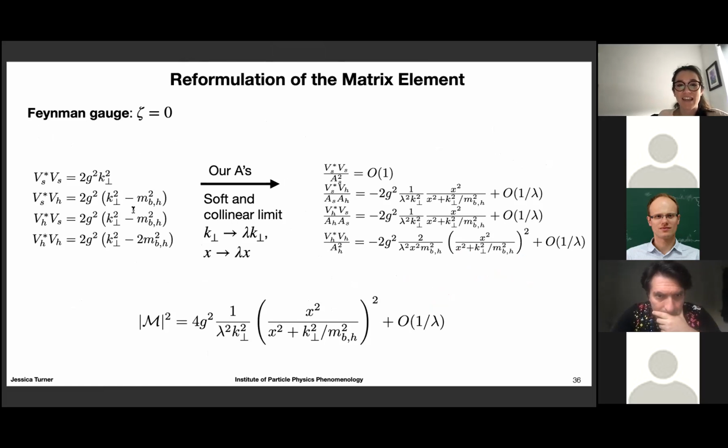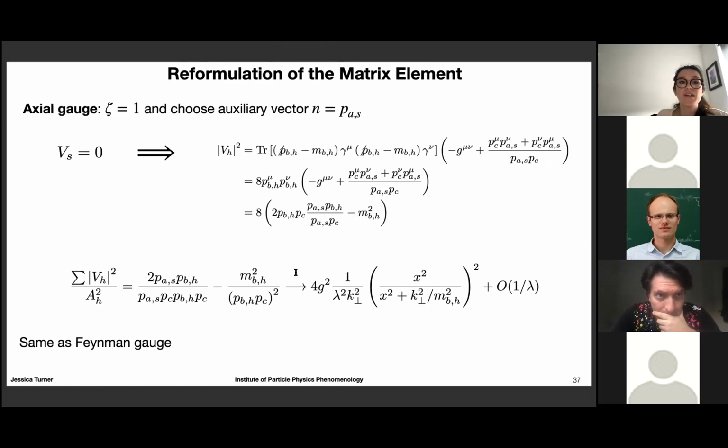So in Feynman gauge, you see that they're not equal to each other, and they're not of the form k transpose over x, k transpose squared over x squared. They're actually different. Using our A's, what we find is that the matrix element squared has the following form here. Now we can go to the axial gauge and do the same transformation.